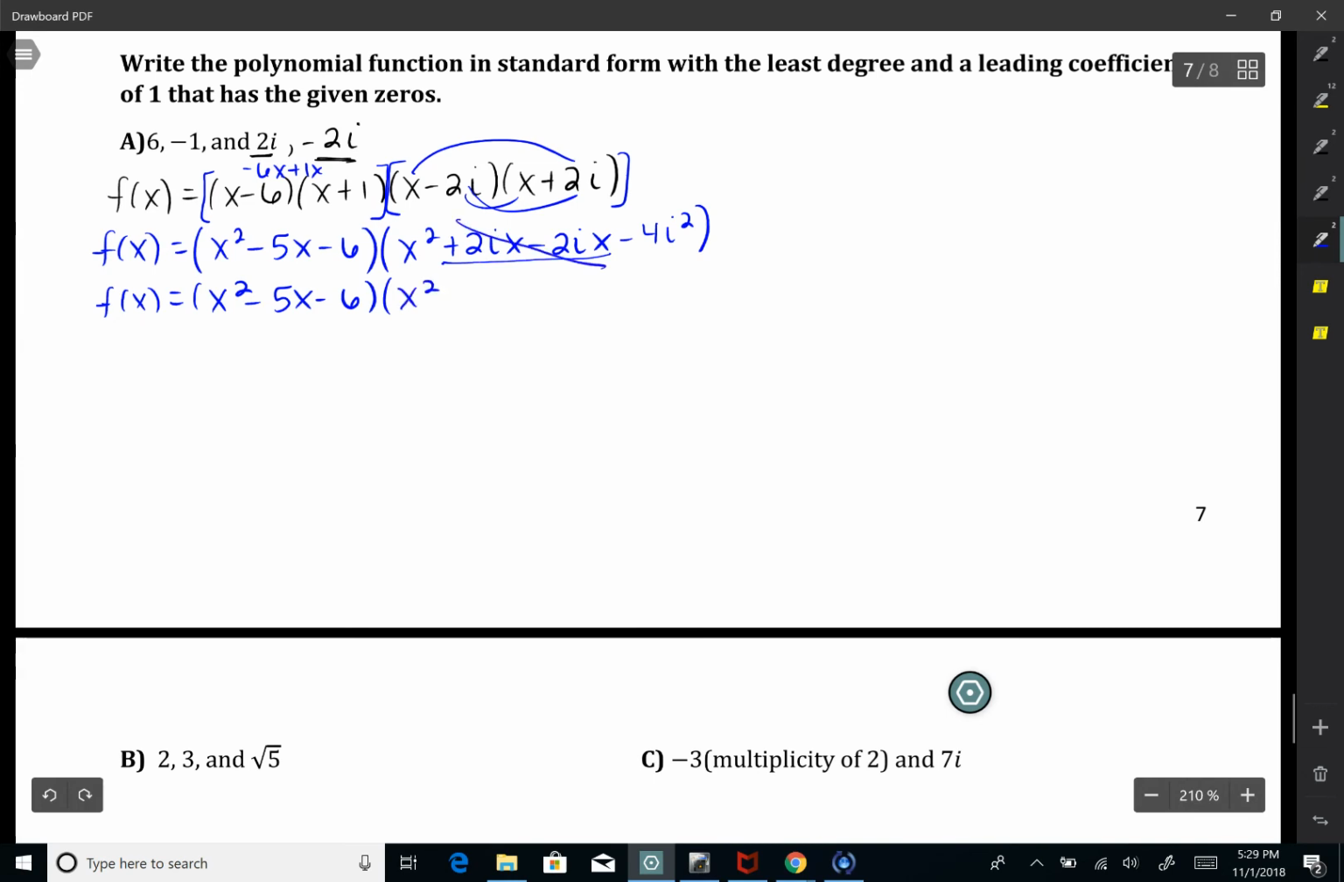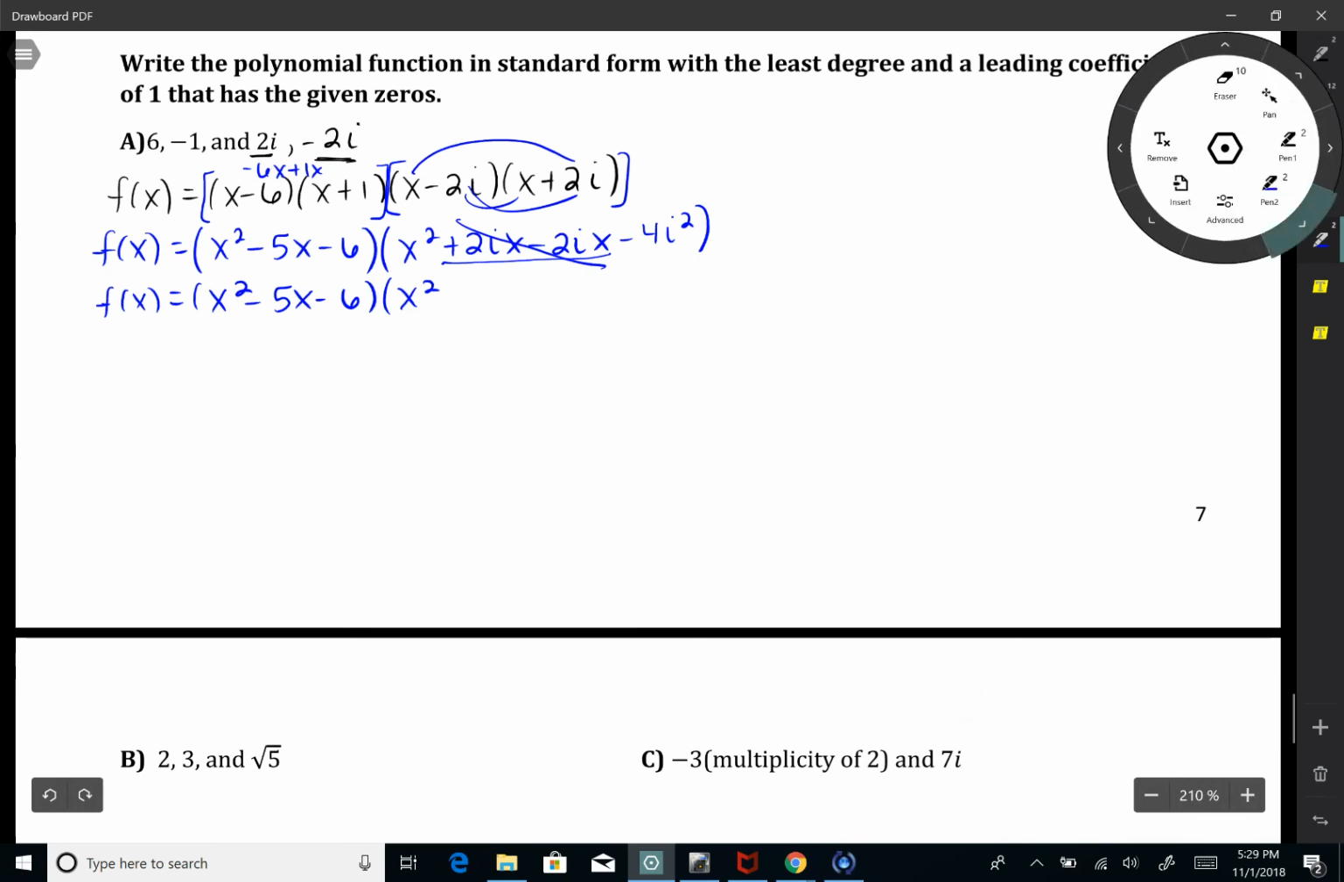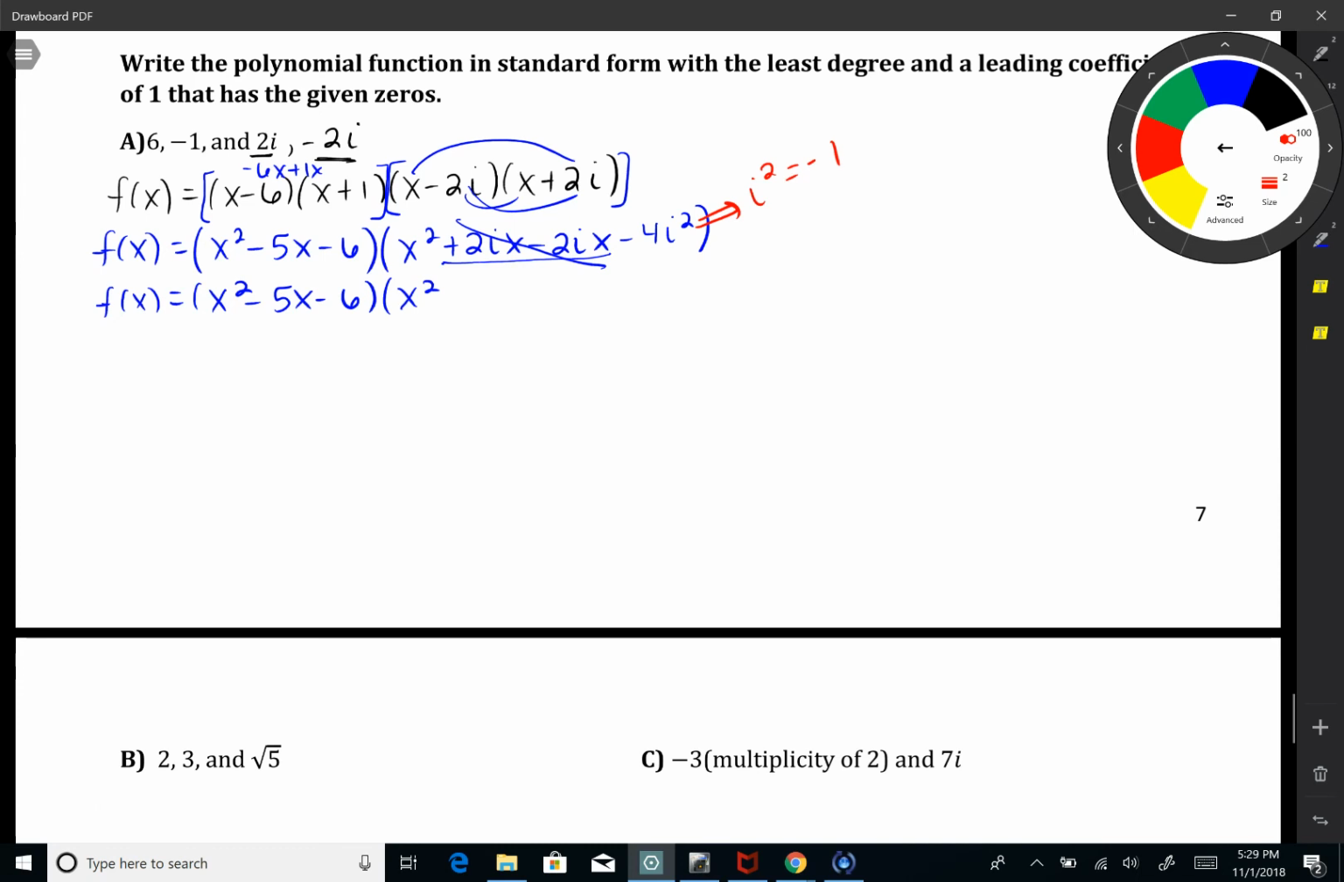And then this minus 4i squared, we have to remember what i represents and what i squared is. Remember that i squared actually equals negative 1 because i came from taking the square root of negative 1. And we are never supposed to have i squared in an answer. So actually, this is equivalent to negative 4 times negative 1, which is positive 4. So I'm going to be writing in my factor x squared plus 4.